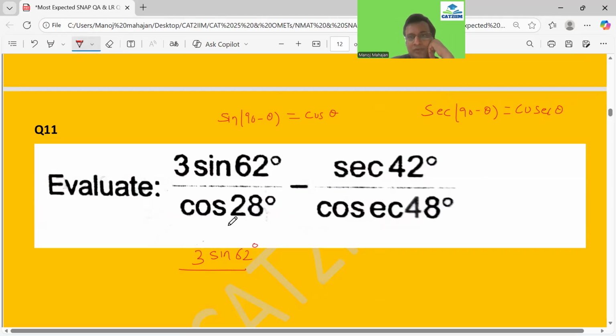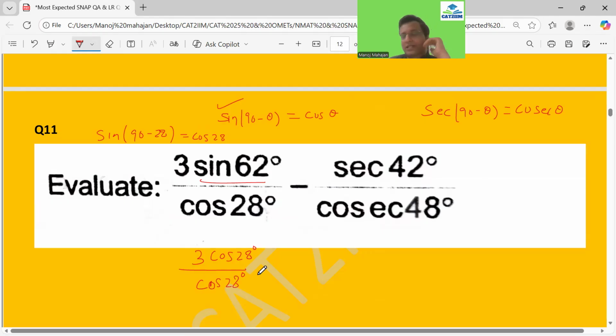Okay, cos 28, if I look over here using the same logic, or maybe sine 62 degree, let me convert to cos. So sine 62, if I use this, it will get converted to cos. Sine 62 you can write as what? 90 minus 28, right? So this is what I'm going to have, right?